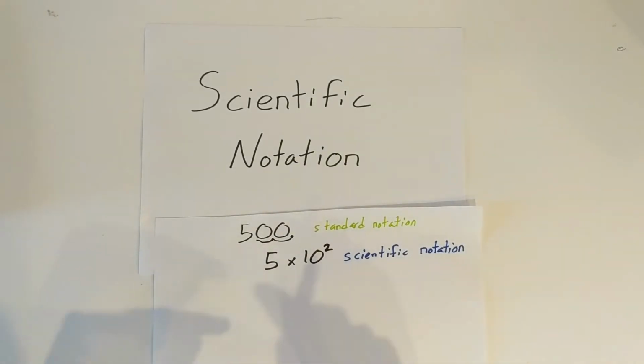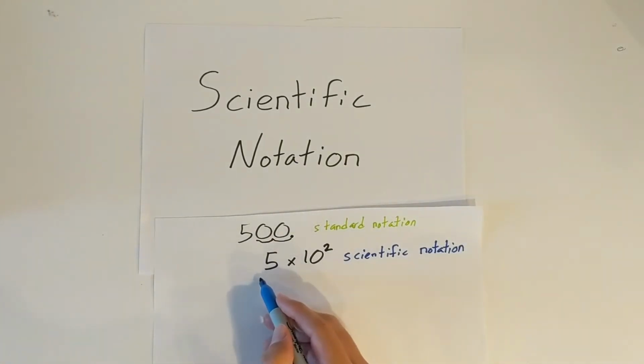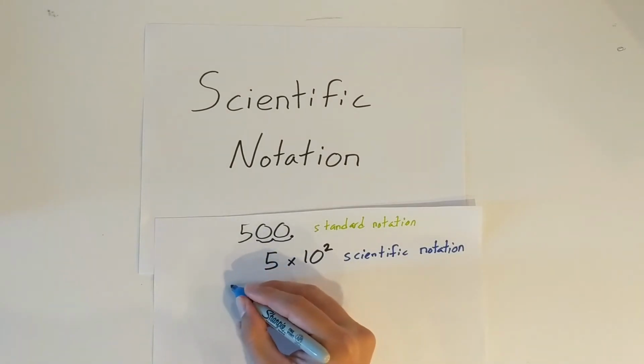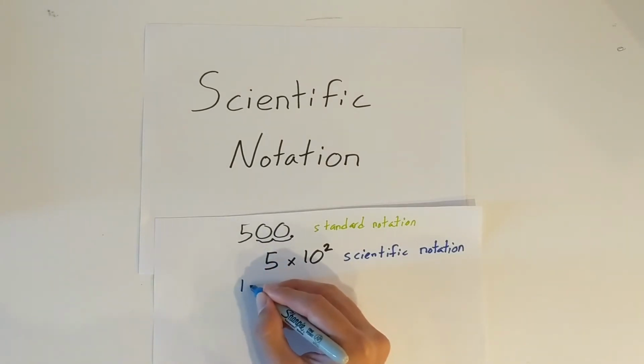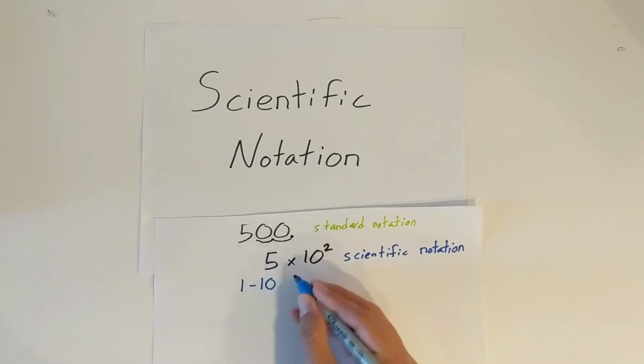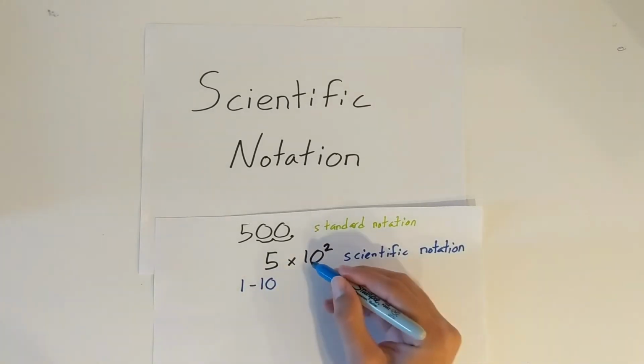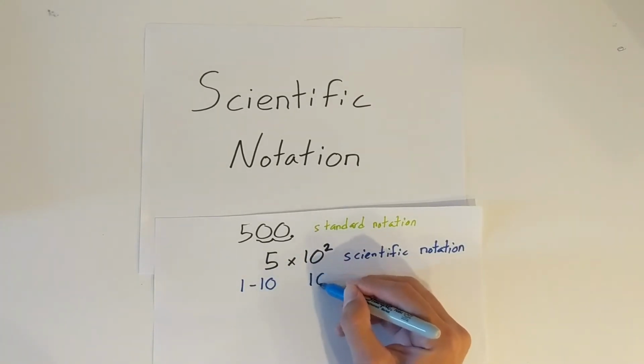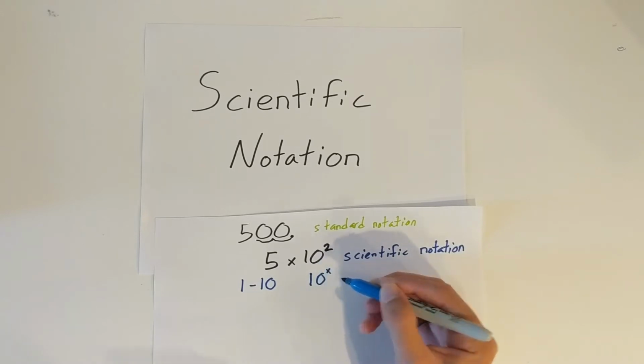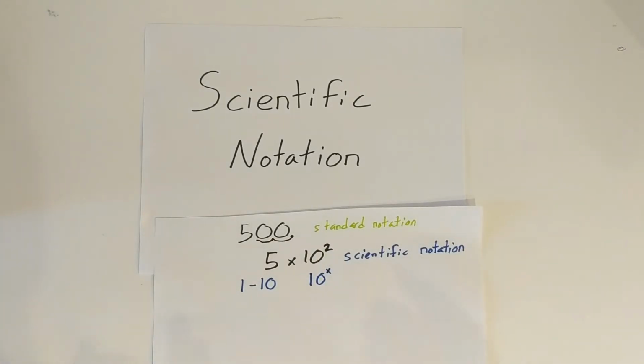The important thing about scientific notation is this is a number between 1 and 10. So it's important that that's between 1 and 10. And then this is going to be 10 to the power of a number. It could be a negative number or a positive number.